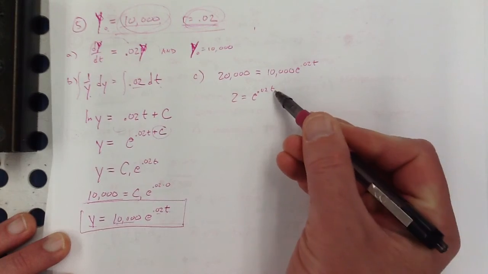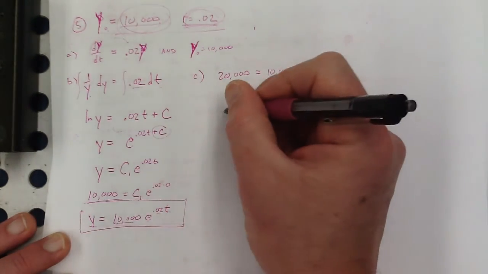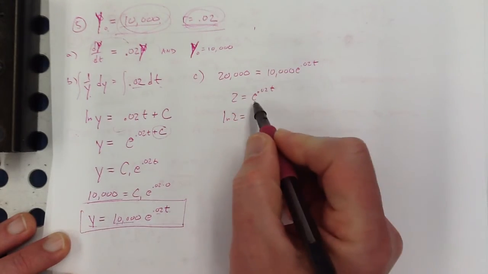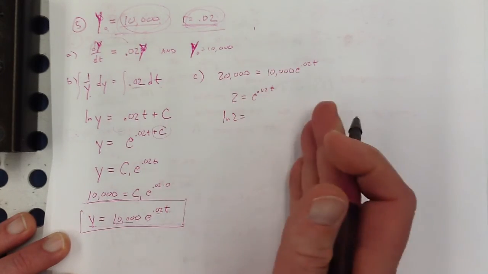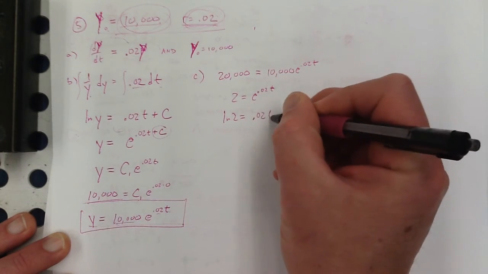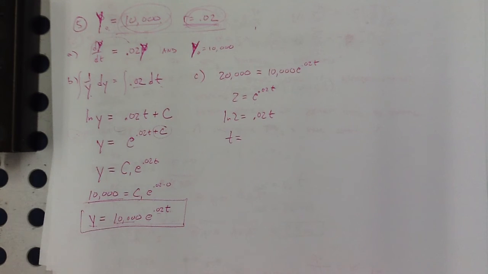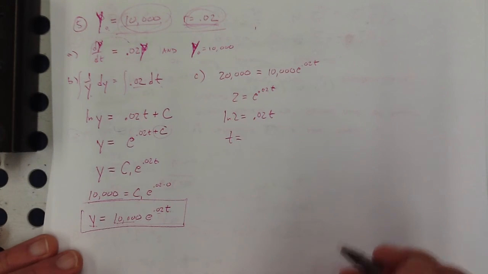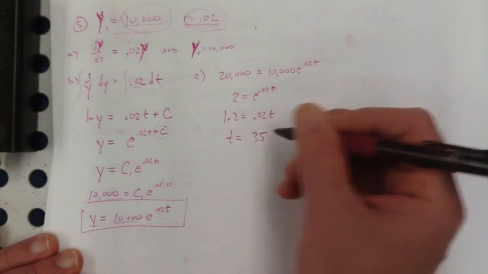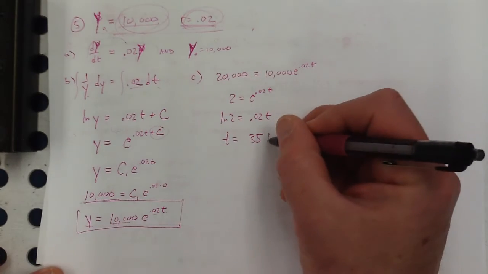How do I get that t down from being up here? Take the natural log of both sides, because the natural log of e to the something, the natural log and the e cancel out. So that's just 0.02 t. So t would be equal to natural log 2 divided by 0.02, which is about 35. And what's our time unit here? Is it hours?